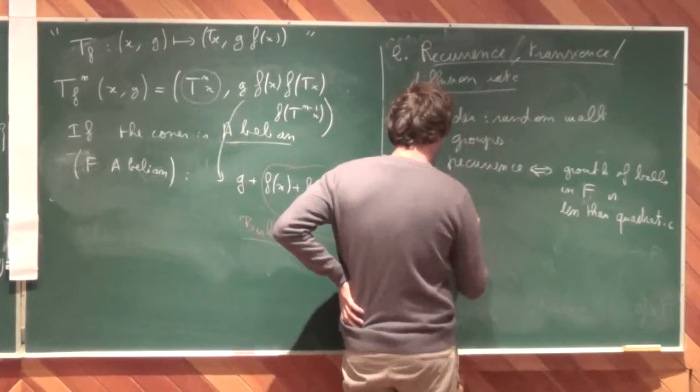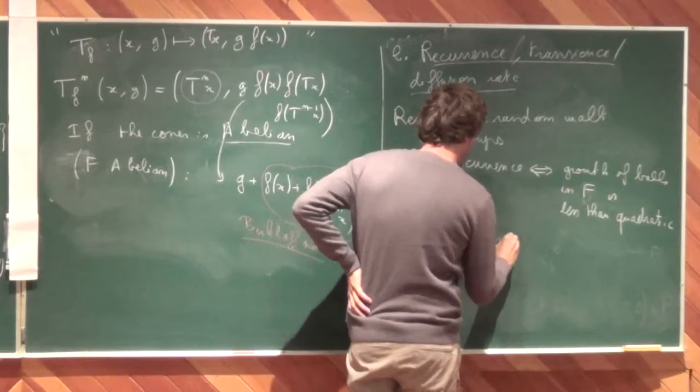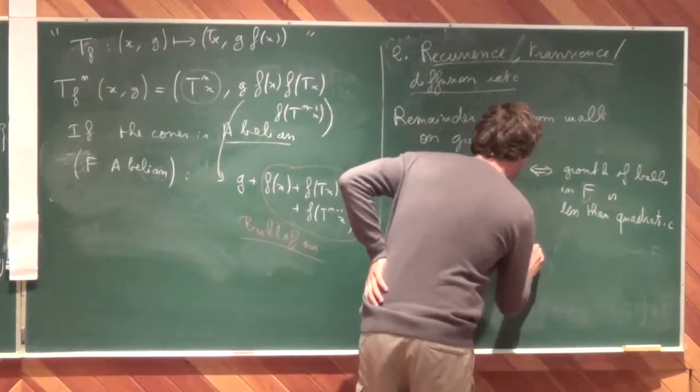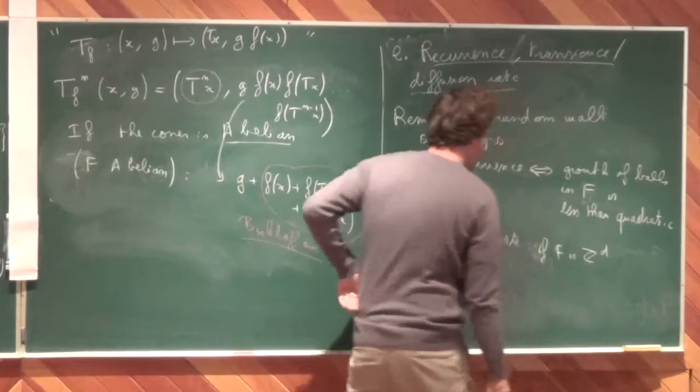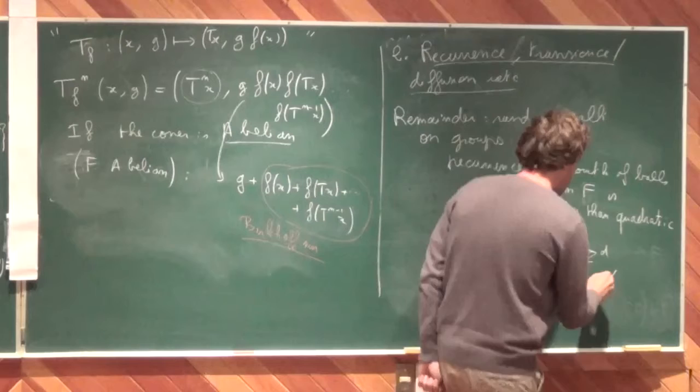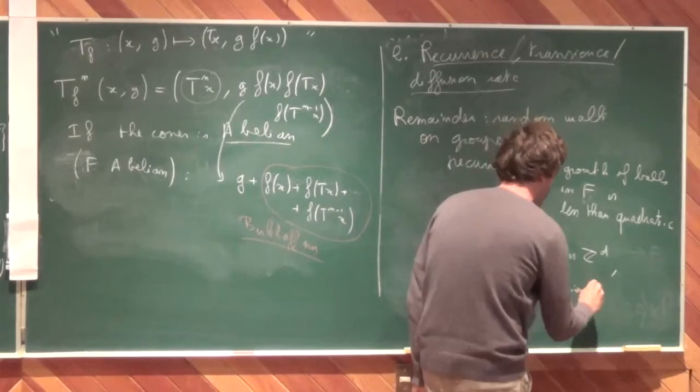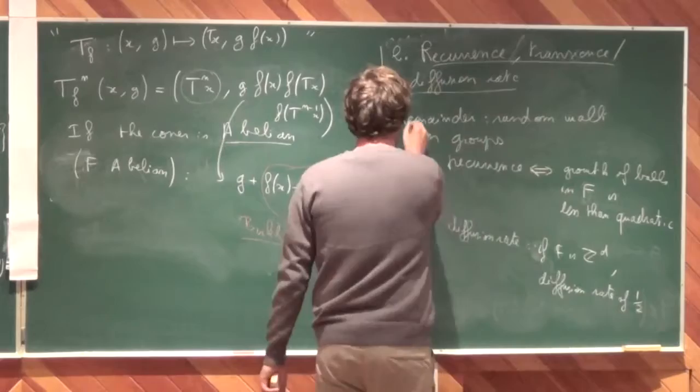The diffusion rate is the exponent at... perhaps I should define it, but before defining it, I will say something. If F is abelian, let's say it's Z^d, then in each component of Z^d you can apply the central limit theorem, and you get a diffusion rate of 1/2, independently of the dimension. So yes, this is a big parenthesis.